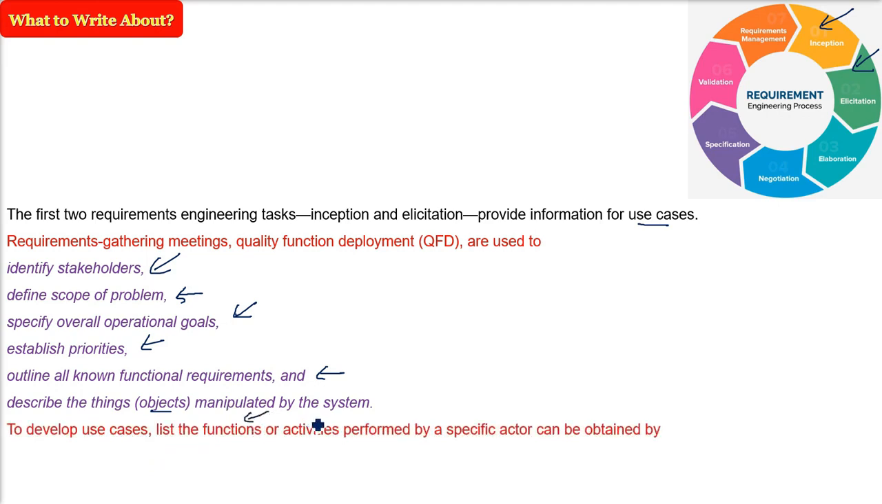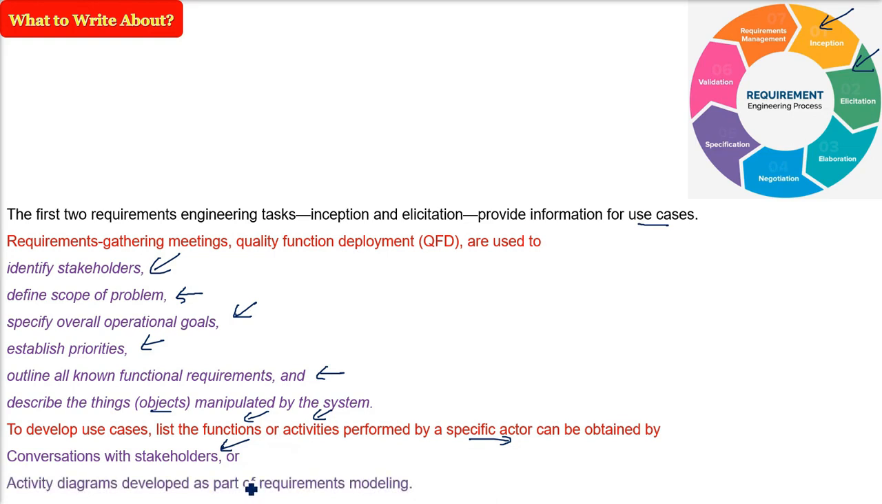So in order to develop a use case, we need all the functions, features, and activities performed by a specific actor. I'm telling you, we have multiple actors. So for a specific actor, what are the functions and activities? How do you get them? You can converse with that stakeholder, talk with them, and then you can develop various diagrams as a part of requirements modeling.